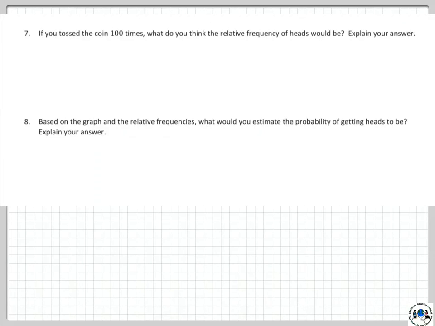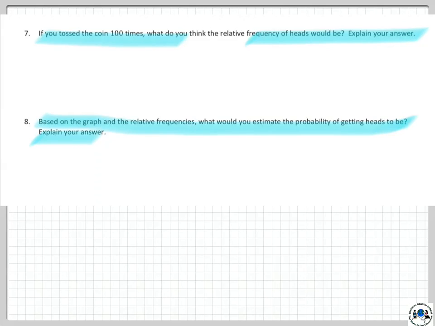All right. So if you tossed the coin 100 times, what do you think the relative frequency of heads would be? Explain your answer. Well, you could think about that for a little bit. Actually, why don't you think about it? Give me an answer. Write it down. All right, and number 8 as well. Okay, and come back and we can discuss it. But I'd like you to actually get used to writing something down, a little explanation, because they want you to explain your answers in both of these scenarios. And number 8 says, based on the graph and relative frequencies, what would you estimate the probability of getting a heads to be? Okay, and explain your answer. So go ahead and do that, jot some things down, and I'll come back with something of my own.